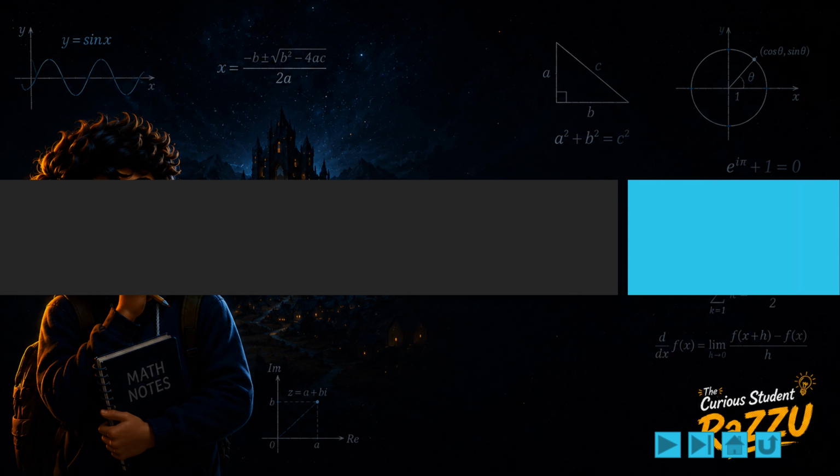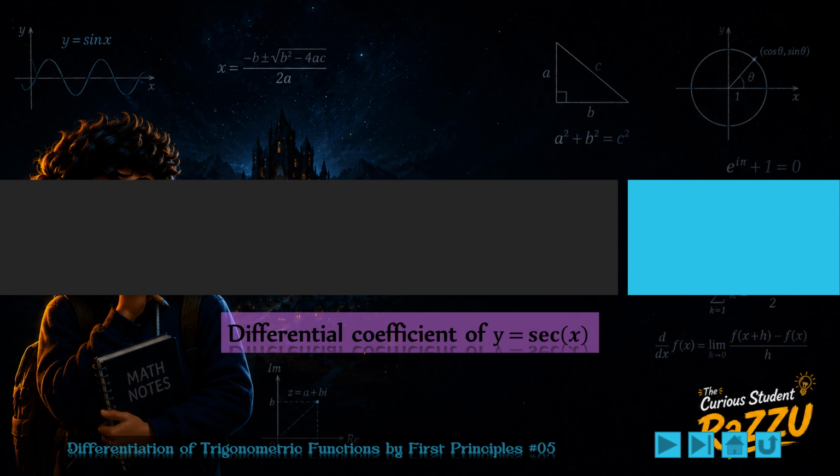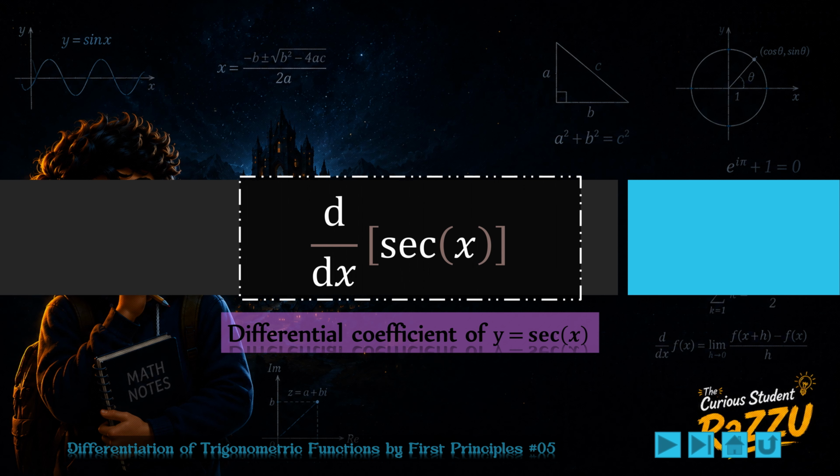Welcome back, everyone. In this session, we are examining the secant function, y equals secant of x, and deriving its differential coefficient from first principles. Let's work through the proof step by step. We begin with our standard function setup. Let y equal secant of x, which we'll label as equation 1.